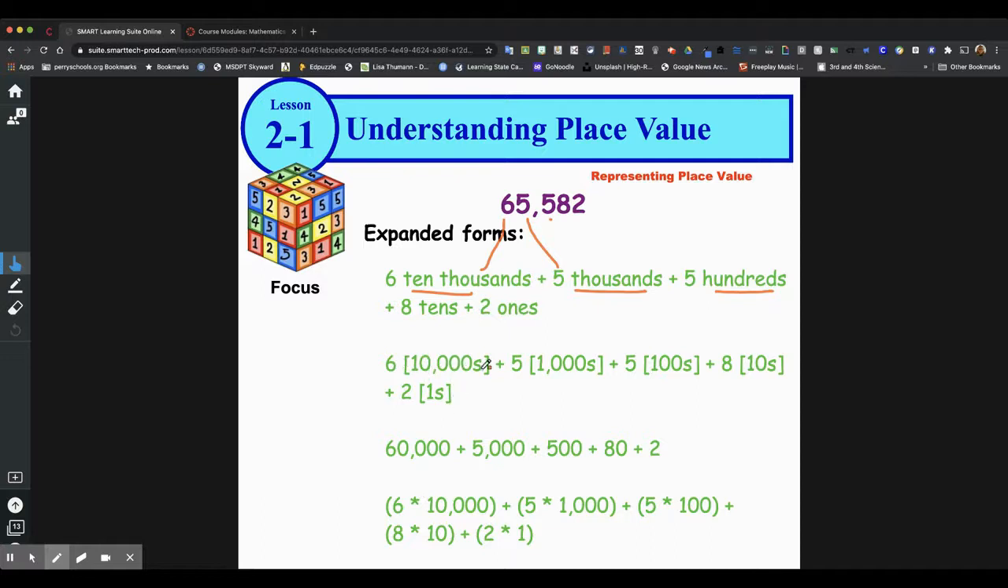6 outside the brackets, 5 outside the bracket of 1,000. Or this is the one that we originally probably thought of, 60,000 plus 5,000 plus 500 plus 80 plus 2. And then this last one, because we know that 6 times 10,000 equals 60,000. So each one of these would represent its place value.